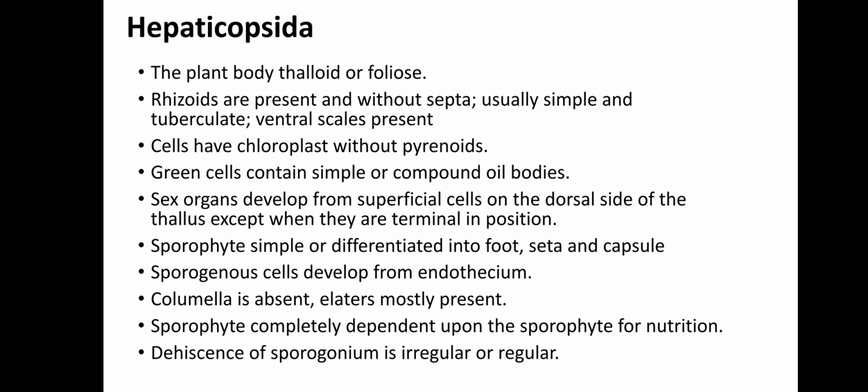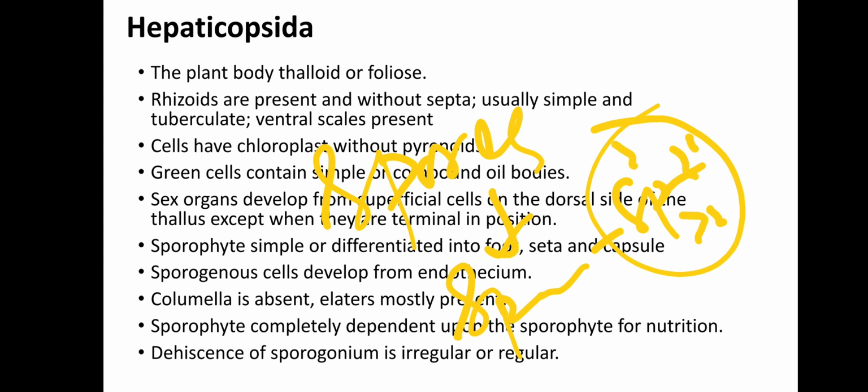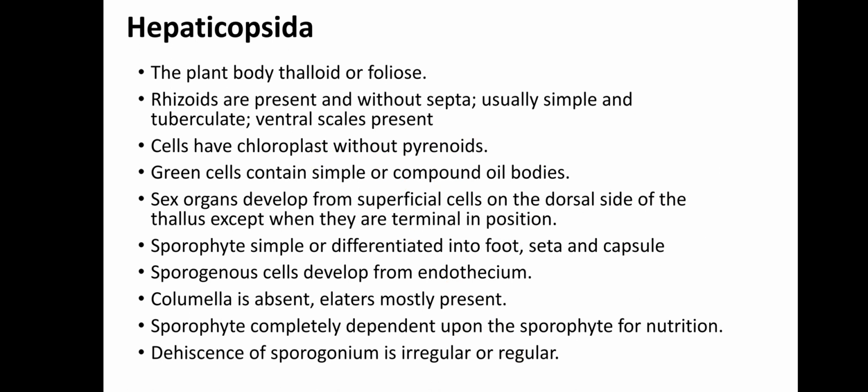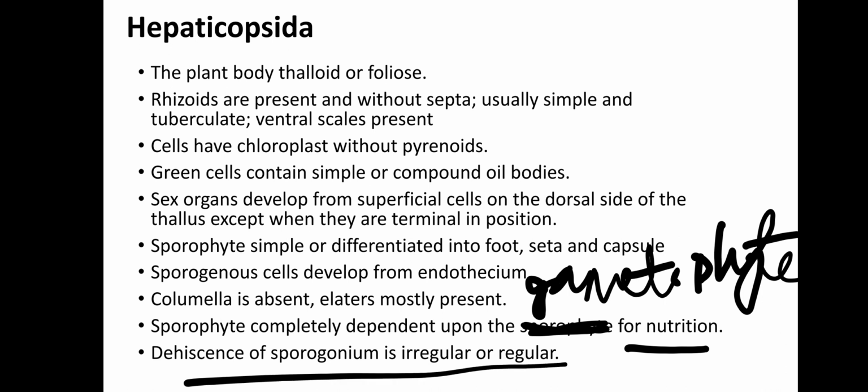I have already discussed that spores are formed in the sporophytic phase inside the sporogonium. Inside that sporogonium, many elaters are present, and those elaters help in spore dispersal. Sporophyte is completely dependent on the gametophyte for its nutrition. Dehiscence of sporogonium is irregular or regular.